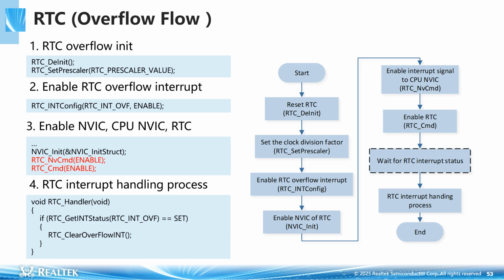The overflow process for the RTC is as follows. Step 1. Enable the RTC overflow interrupt. Step 2. Enable RTC function. Step 3. When the RTC counter value exceeds the 32-bit counter limit, the overflow interrupt will be triggered. Then it will enter the RTC interrupt handling process.